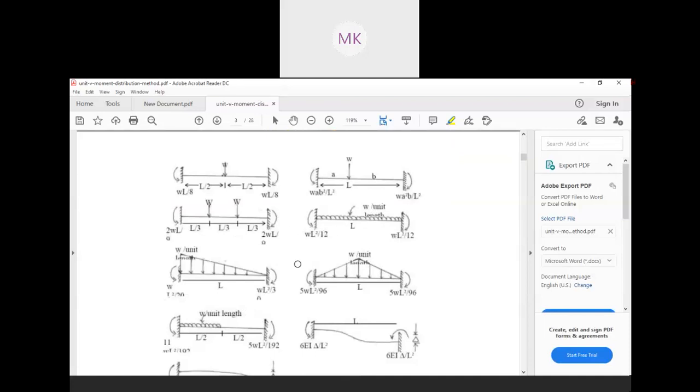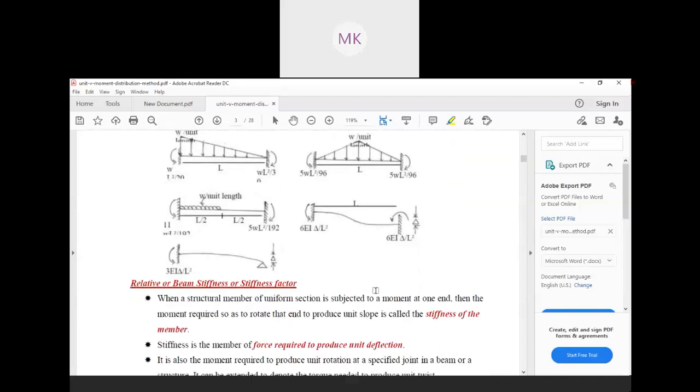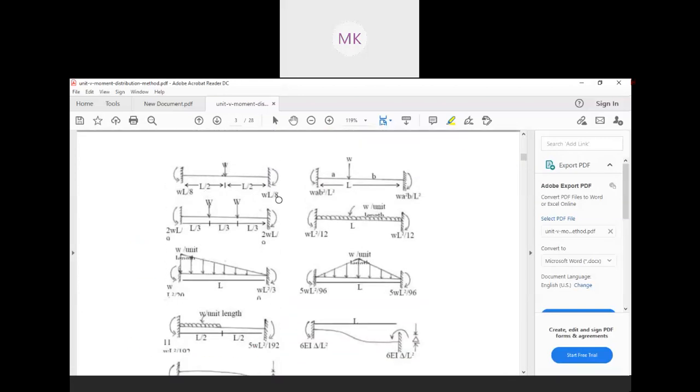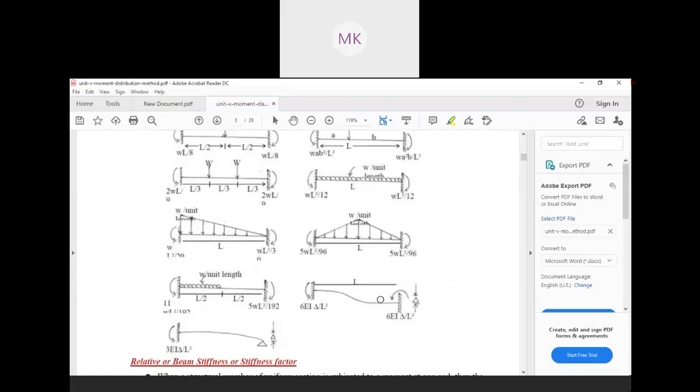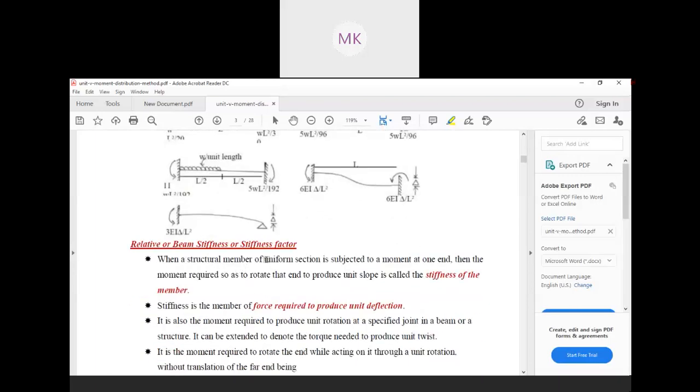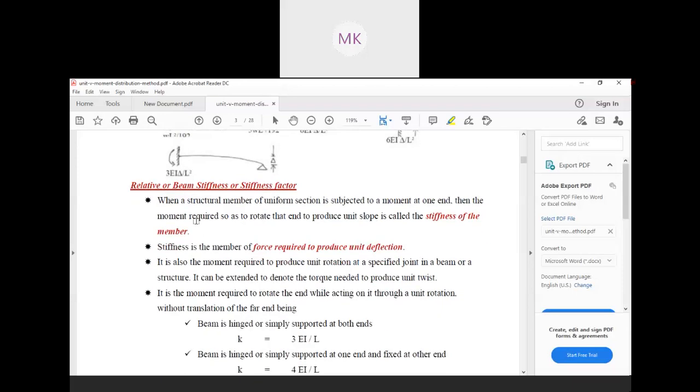These are some examples of how it looks when the load is given at different distances. So what does stiffness factor mean? The definition is given: when a structural member of uniform section is subjected to a moment at one end, then the moment required to rotate that end to produce unit slope is called the stiffness of the member.